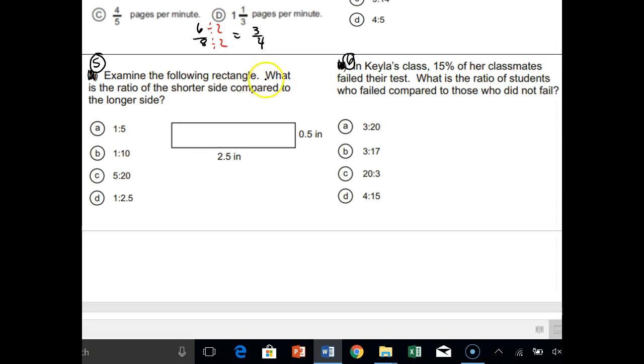Number 5, examine the following rectangle. What is the ratio of the shorter side compared to the longer side? So we have the shorter side compared to the longer side, so we're looking at 0.5 compared to 2.5. And if we ignore the decimals just for a second, it looks like we have something like 5 over 25, right? So then we just divide by 5, and we'll get our answer of 1 over 5. In that case, our answer is A.